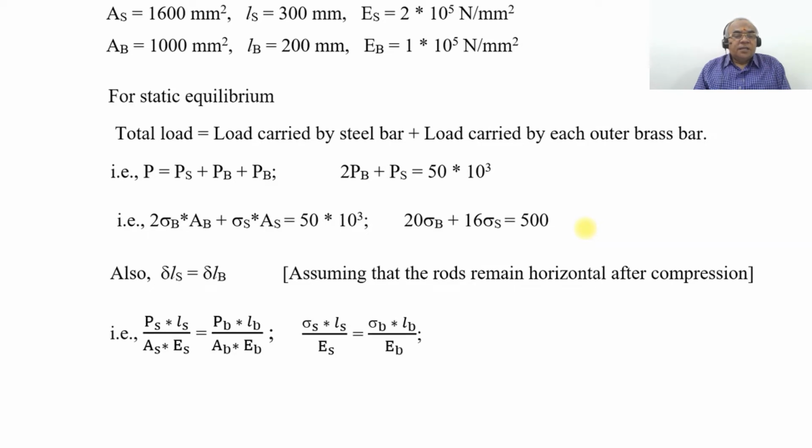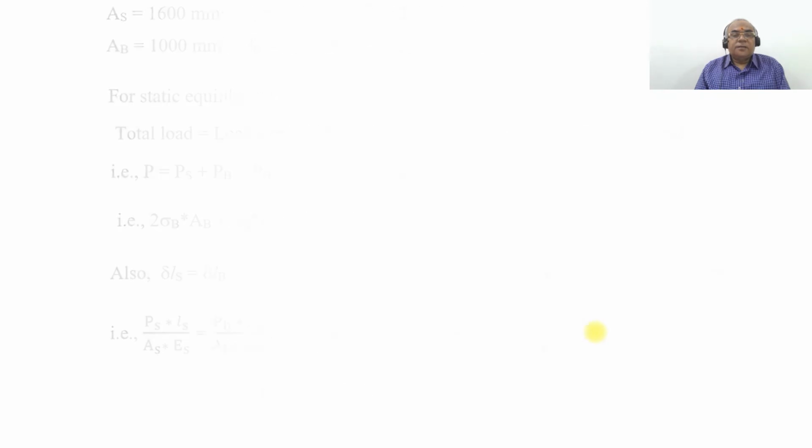So PS by AS is sigma S, so sigma S into LS by ES will be equal to sigma B into LB by EB. We know the length of the steel bar is 300, the Young's modulus is 2 into 10 to the power of 5, LB, the length of the brass bar, is 200, and the Young's modulus of the brass bar is 1 into 10 to the power of 5. Substituting those values, sigma S into 300 by 2 into 10 to the power of 5 equals sigma B into 200 by 1 into 10 to the power of 5. On simplification, sigma B will be equal to 0.75 into sigma S.